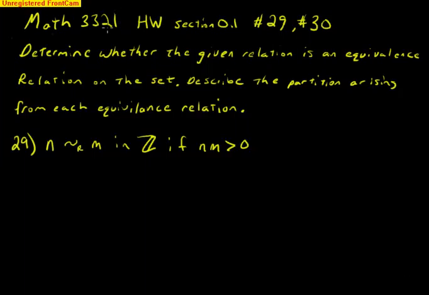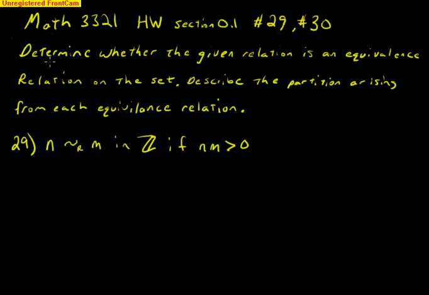Okay, I'm going to go ahead and do some of our homework problems from our abstract algebra course, which is using the book A First Course in Abstract Algebra by John Fraleigh, 7th edition. And I'm just going to go ahead and work number 29 and 30 from our homework in section 0. Okay, number 29.